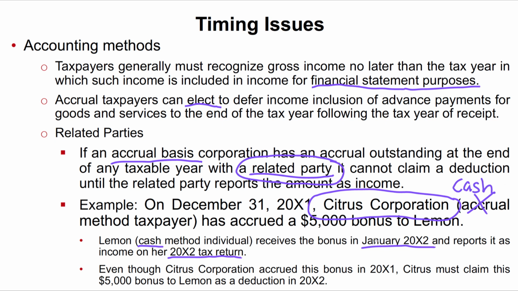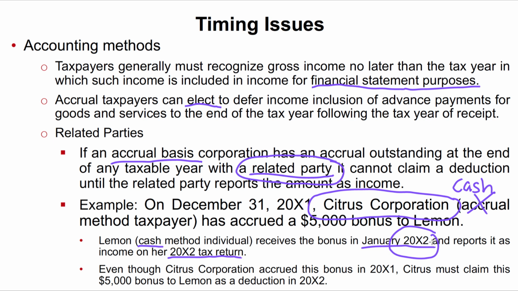So what does that mean? Citrus Corporation, you're not going to be able to take it in 20x1 when it's accrued. You're going to be able to take it in 20x2 when it's paid, because it was received in 20x2. That's when Citrus Corporation paid it. So even though Citrus Corporation accrued the bonus in 20x1, December 31st, Citrus must claim this $5,000 bonus as a deduction in 20x2. So again, basically the tax law puts Citrus Corporation, for the purposes of this example, on the cash method in order to make Citrus Corporation report this in 20x2 rather than 20x1.